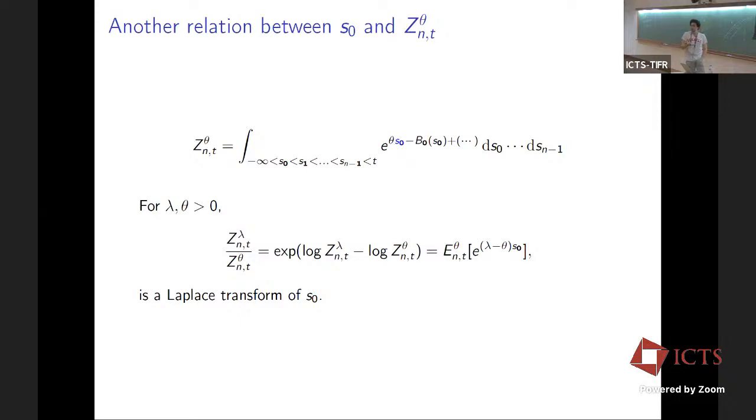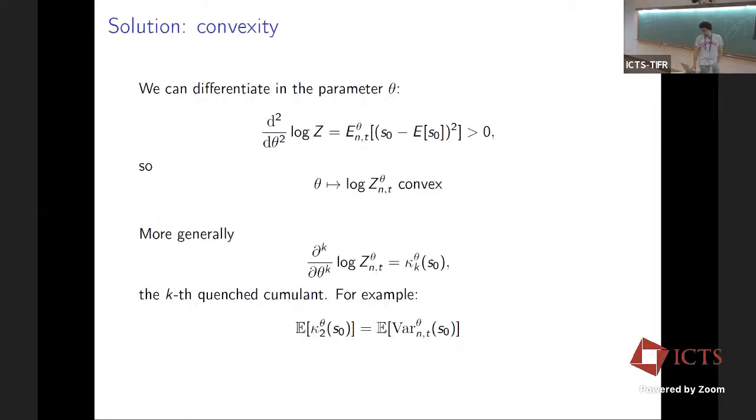This is always true when you have a Gibbs type measure and you have a linear term in the Hamiltonian. When you differentiate the log partition function with respect to this parameter, you get the variance of that quantity. And because it's a variance, it's always positive. So that means the second derivative of log Z in theta is positive. More generally, when you take more derivatives, you get the cumulants. Any questions about this?